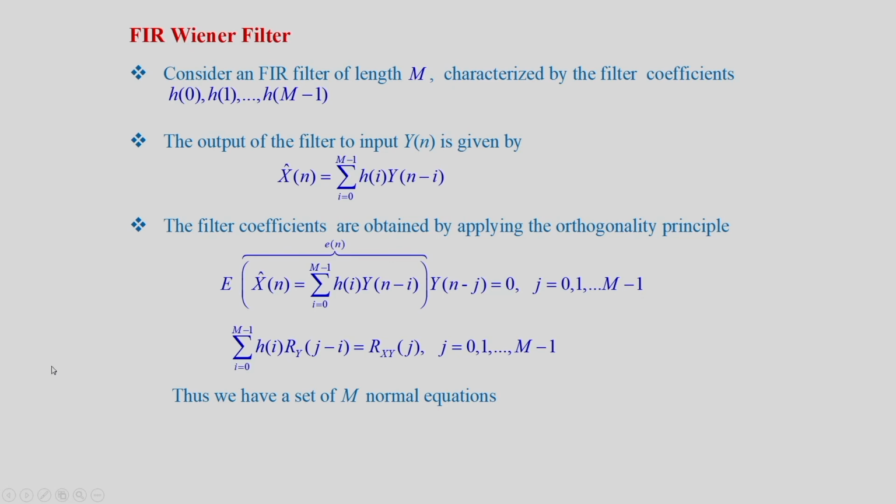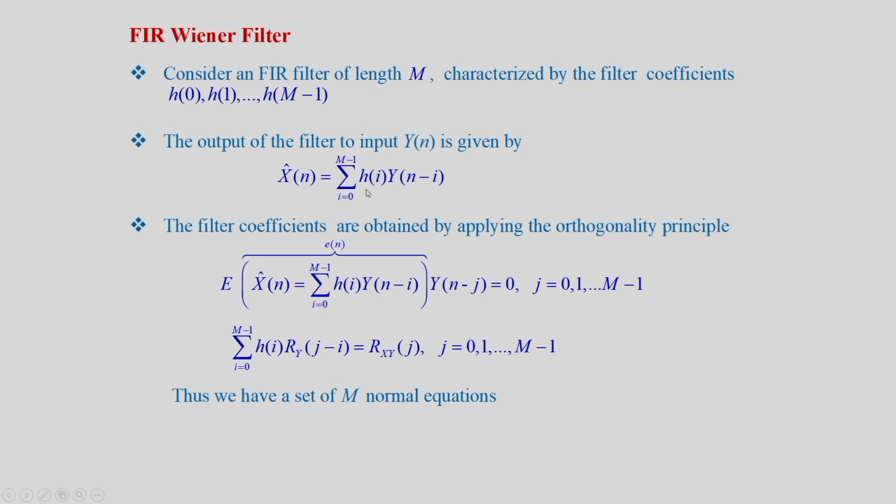Now, we will discuss the FIR Wiener filter. Consider an FIR filter of length m, characterized by the filter coefficients h0, h1 up to h m minus 1. There are m coefficients. So, that is an FIR filter of length m. The output of the filter to input y n is given by this convolution relationship: x hat n is equal to summation h i y n minus i, i going from 0 to m minus 1. This is the filter output.